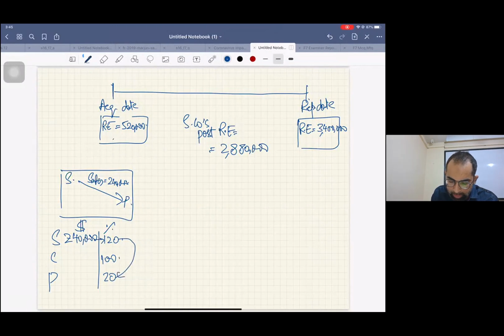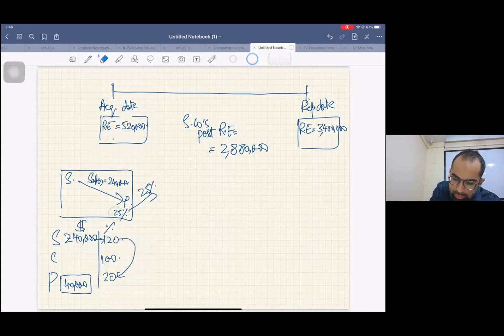So 240,000 is equivalent to 120%. Multiply by 20. How much is the total profit? I think it's 40,000. Am I right? Total profit is 40,000, correct? Yes, correct. Now at the year end, 25% of goods are sold.